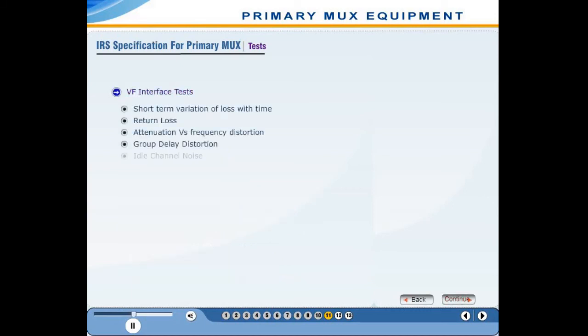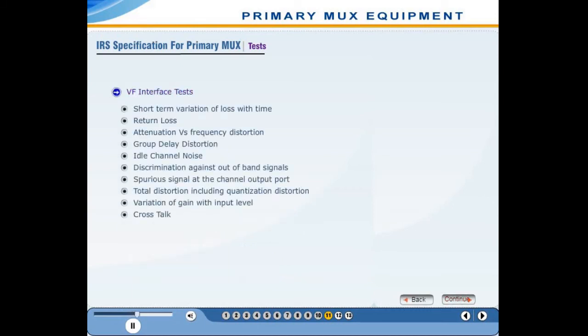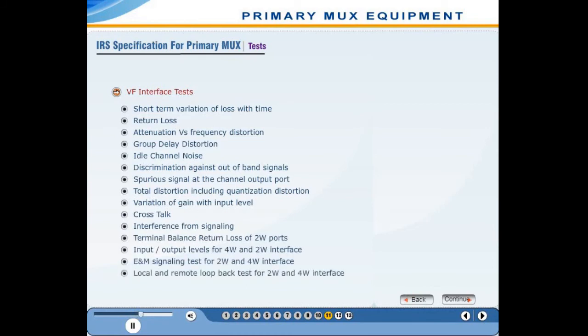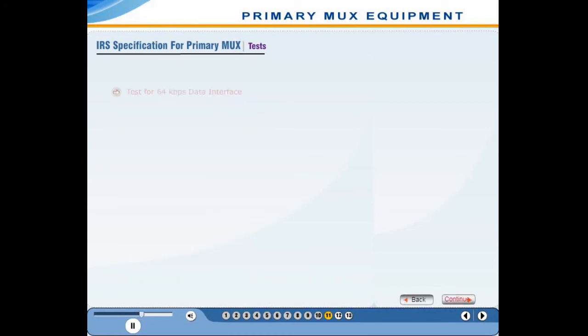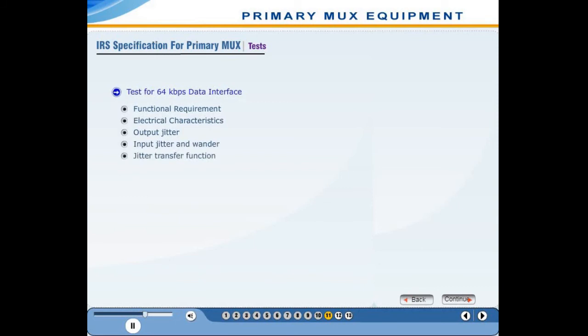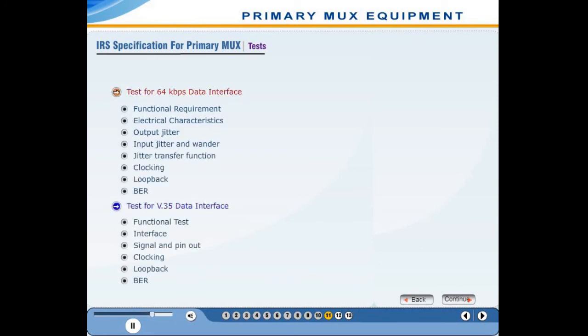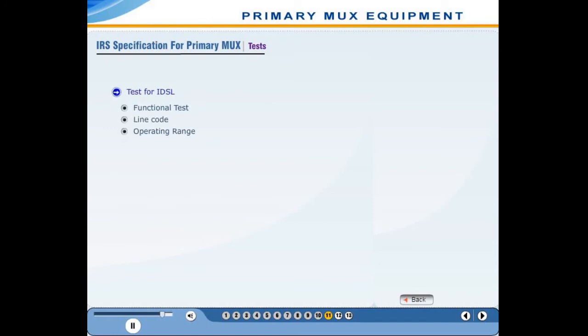The details of VF interface test are shown on the screen. The details of test for 64 kilobits per second data interface and test for V.35 data interface are shown on the screen. The details of test for IDSL are shown on the screen.